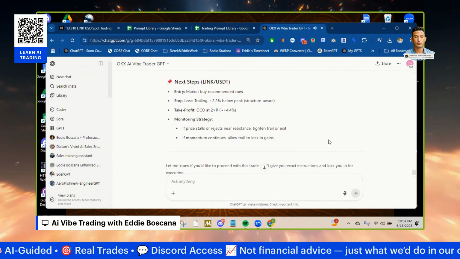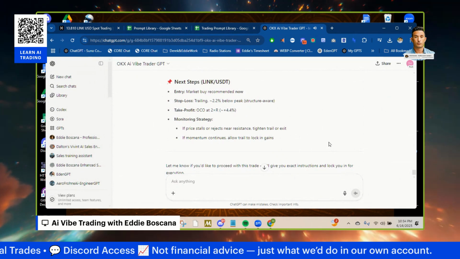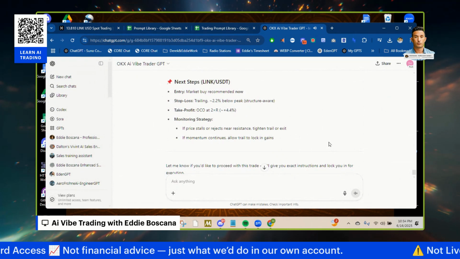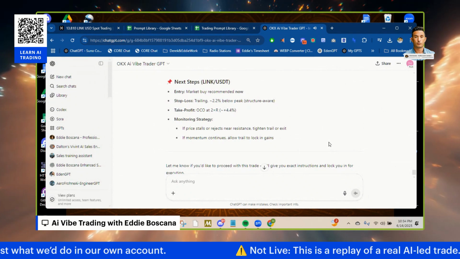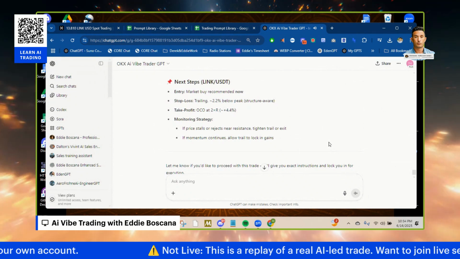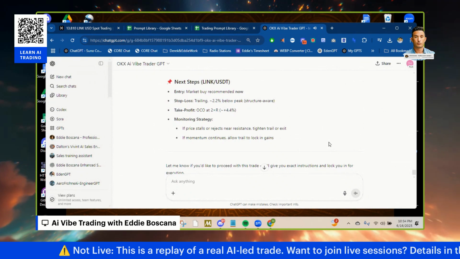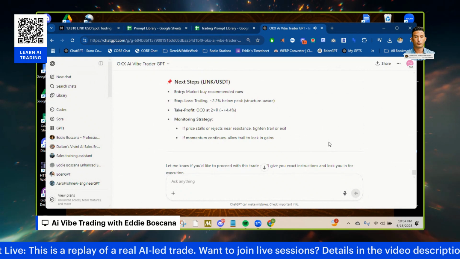Monitoring strategy: if price stalls or rejects near resistance, tighten the trail or exit. If momentum continues, allow the trail to lock in gains. Let me know if you'd like to proceed with this trade. I'll give you exact instructions and lock you in for execution.